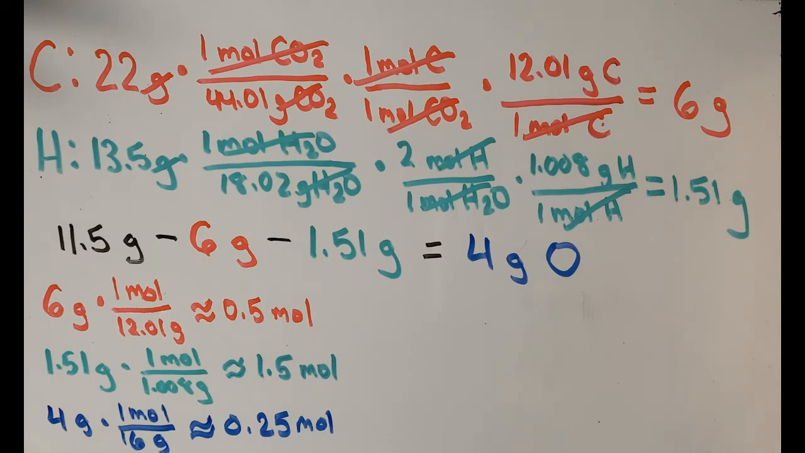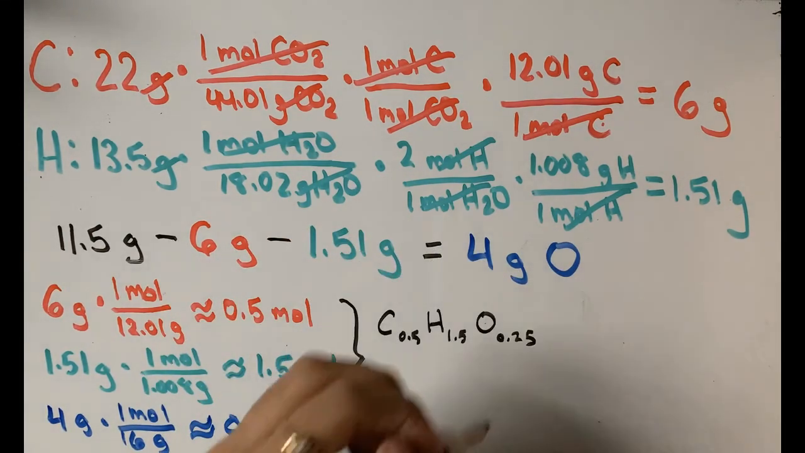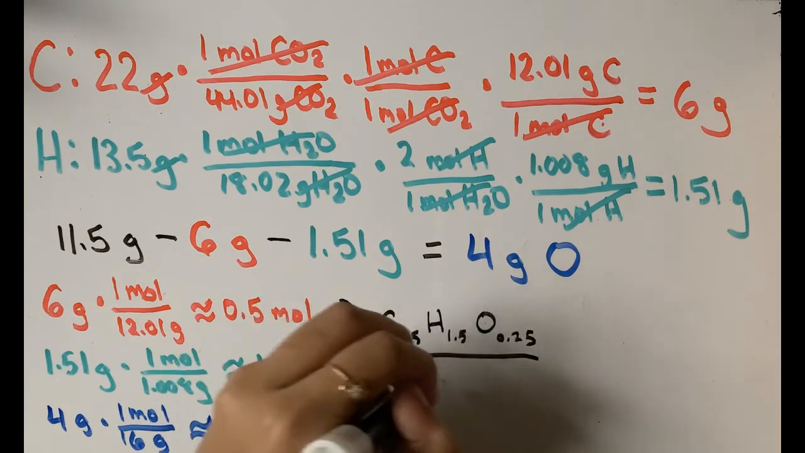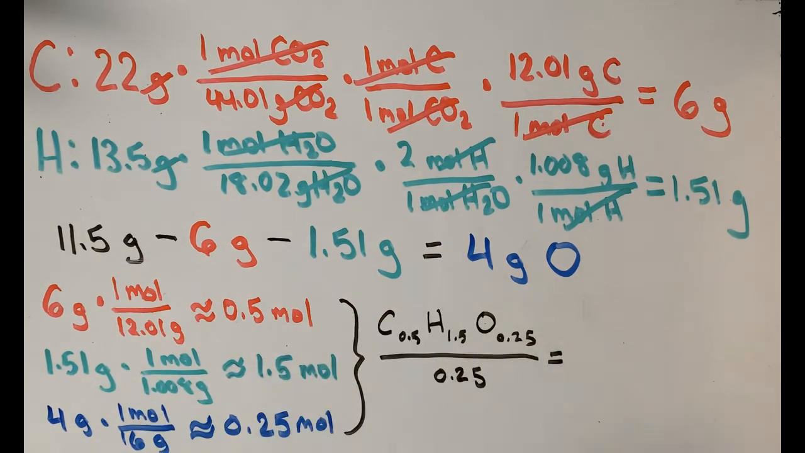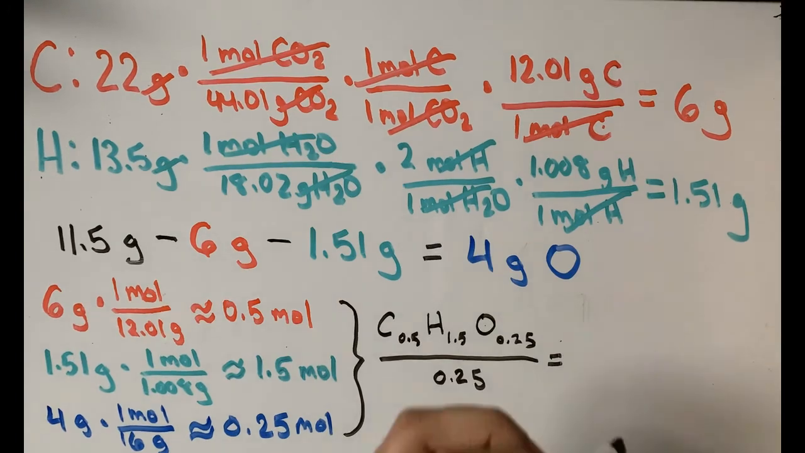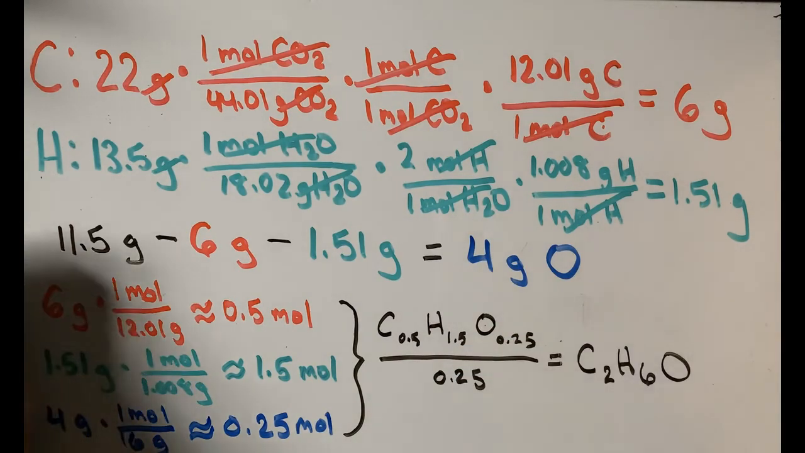If we write this compound, we get that ethanol is C0.5, H1.5, O0.25. This is not how we want to write it, since we can't have parts of an atom for each element. So let's divide the whole thing by 0.25, the smallest subscript of the 3. This gives us C2H6O, which is the structure for ethanol.